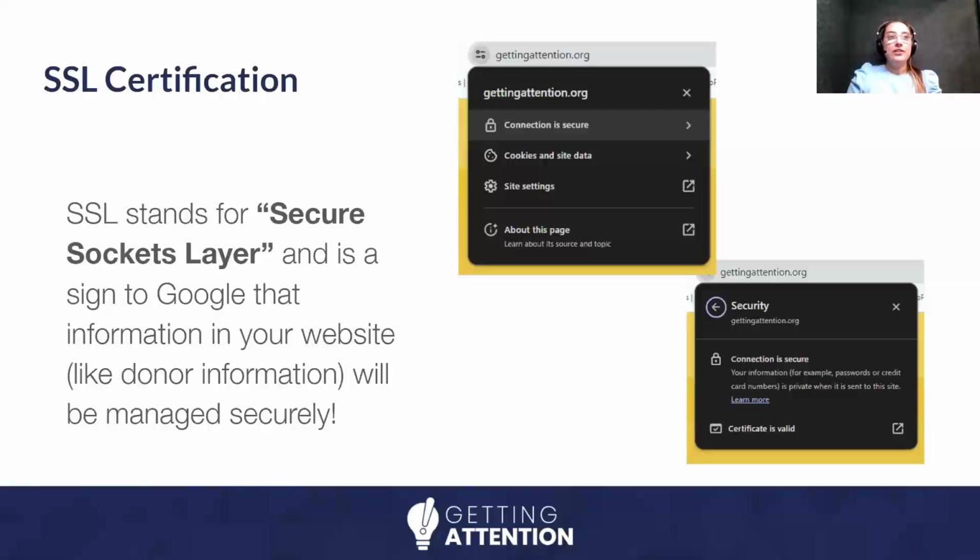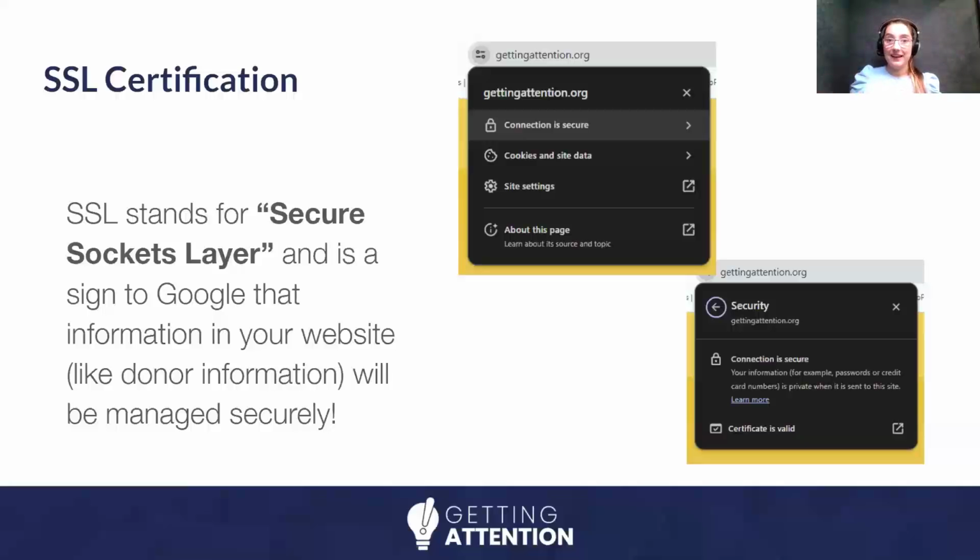So secure sockets layer is basically a sign to Google that information that's being transmitted in your website, as an example, potentially donor information if folks are donating to you, is going to be managed securely. You'll remember that earlier I said, when you're thinking about the Google Ad Grant, it's helpful to think about what Google's incentives are, right? If Google is running ads for your nonprofit and somebody trusting Google clicks on the ad, enters their donation information, and let's say you have a massive security breach, that could reflect very poorly on Google.